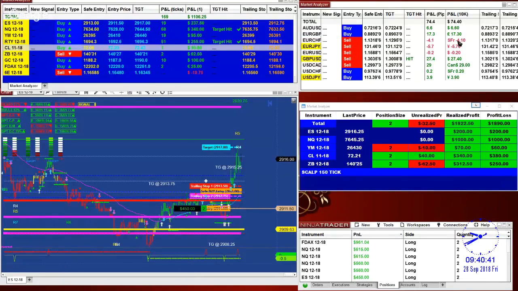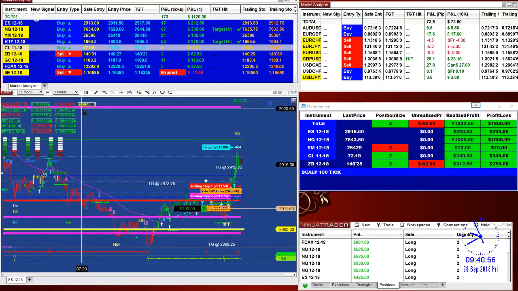It's a Friday. What we are doing here is splitting into three different automated systems to trade. The first one is the market analyzer and the charts. They work in conjunction with each other.